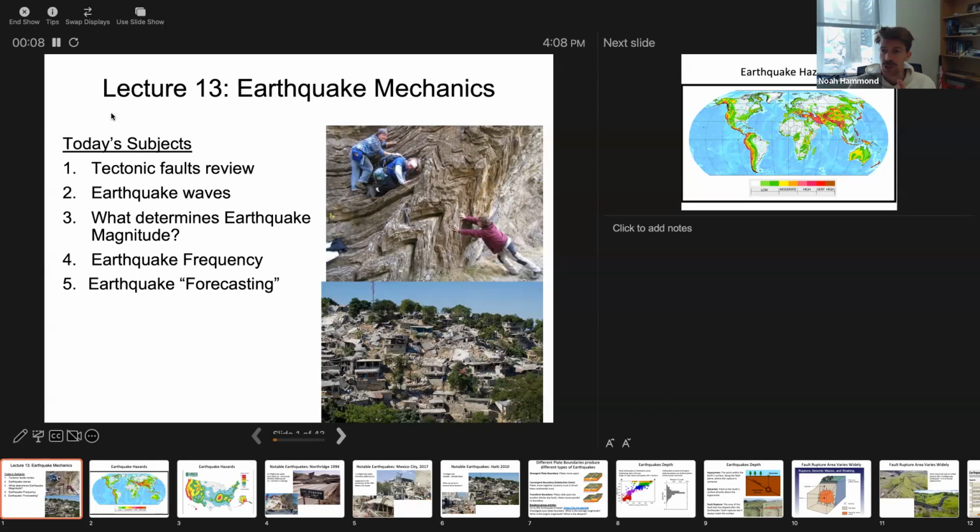So we're kind of switching gears now from the fundamentals of geology into geologic hazards and climate. So today we're going to be talking about earthquakes. So we're going to review different types of tectonic plate boundaries, and what is an earthquake. This is when a fault moves, basically it releases energy and shakes the ground.